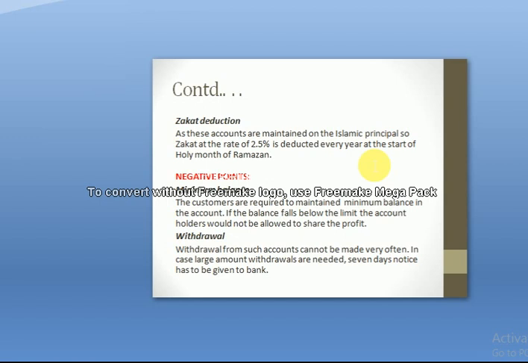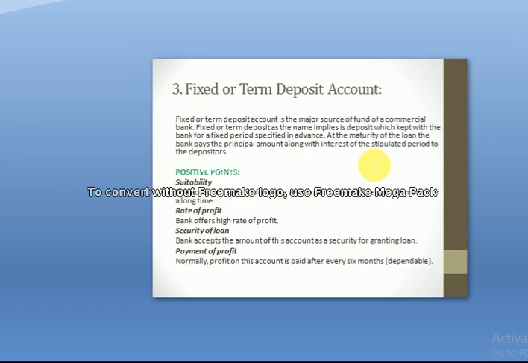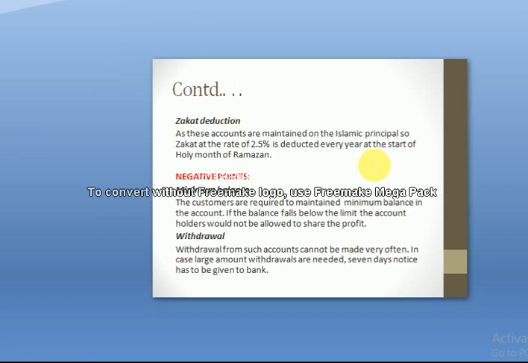So it means that there are restrictions on the drawings in the case of the profit and loss sharing account. So these two were the disadvantages, or we can say the negative points, of the profit and loss sharing account. Hope you understand, dear students.